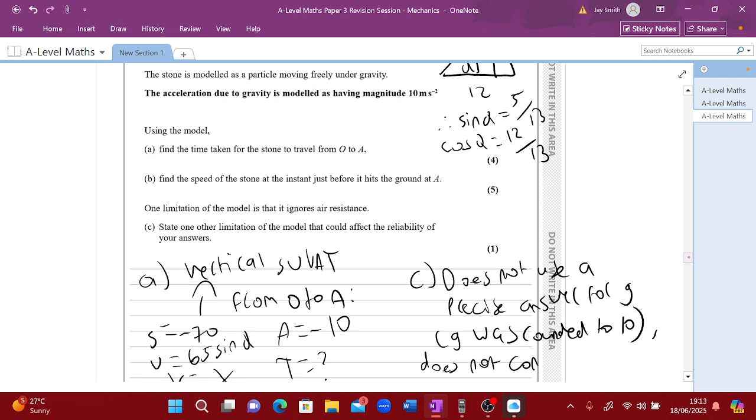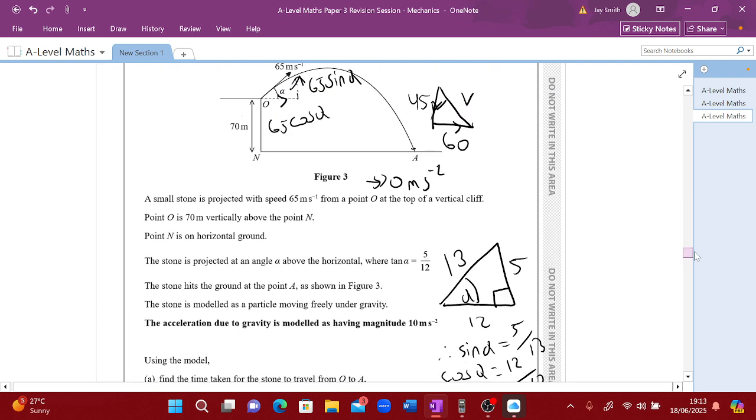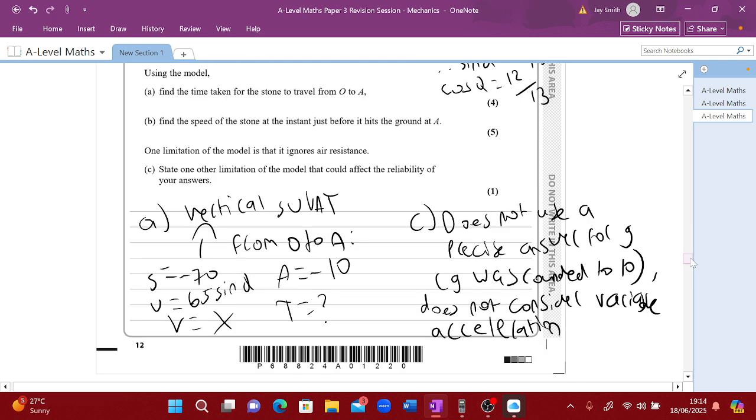Another one is that it does not consider variable acceleration. So obviously the acceleration was always g, wasn't it? But in reality, there's going to be a lot of factors. There are going to be forces acting on it that will affect the acceleration, such as air resistance, that will give it a more variable acceleration. So those are the two sort of answers.